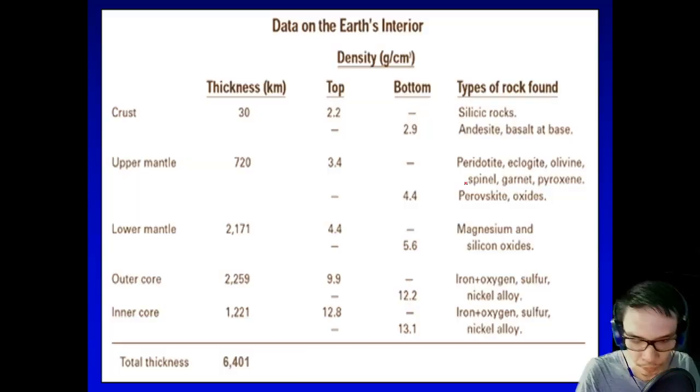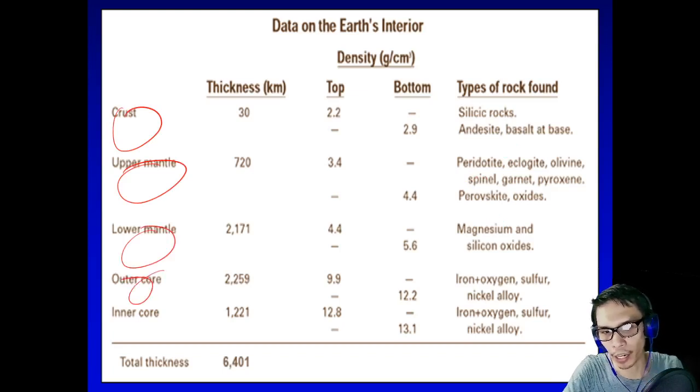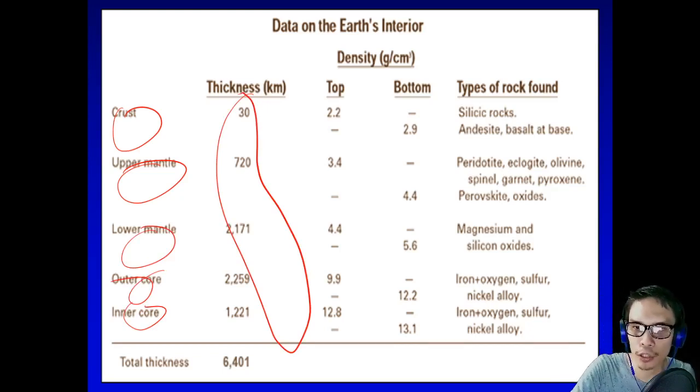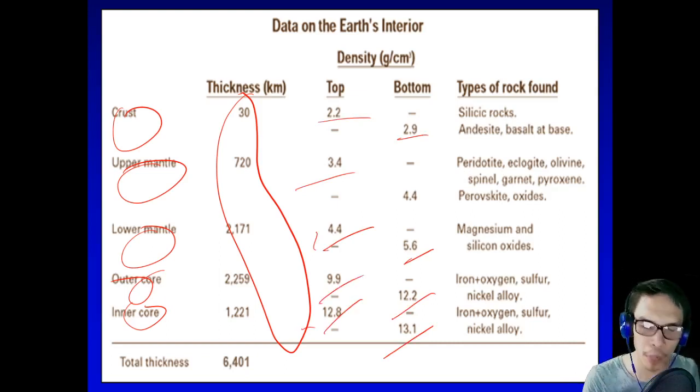With the use of seismic waves, we are able to identify the different layers of the Earth and their dimensions, or thickness. We are also able to identify the density of these layers of the Earth, and that's because we use these seismic waves to identify them.